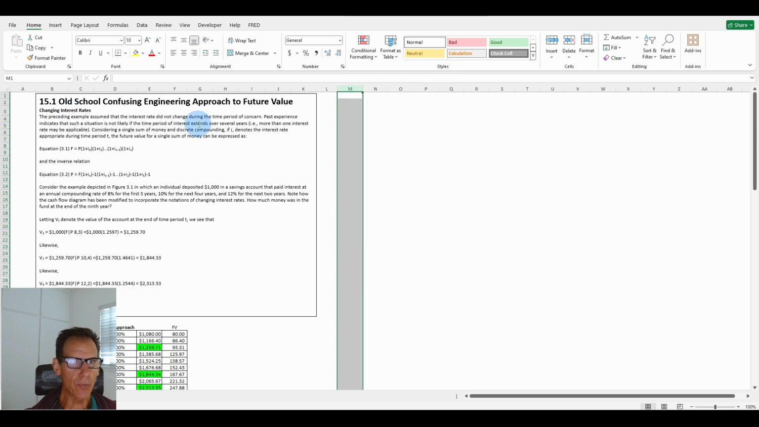I'm going to go through another example of old school versus modern. I say old school, confusing engineering approach to future value because, again, I'm using another source. The author is Agee, and this is his technique back in the 60s and the 70s. Why am I introducing this? Because it's old school. And old school is not bad school. It's just how it was done before we had Excel. That's not a bad thing.